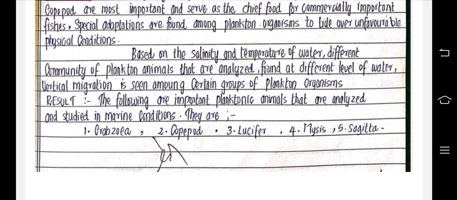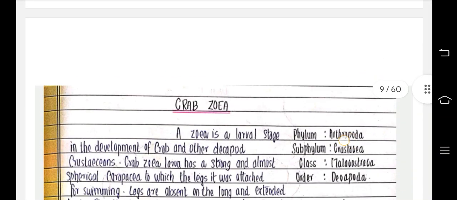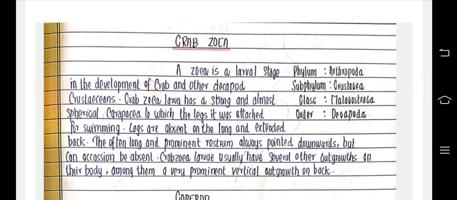They are crab zoea, copepod, Lucifer, Mysis, and Sagitta. Crab zoea. A zoea is a larval stage. Zoea is a larval stage in the development of crab and other decapod crustaceans.